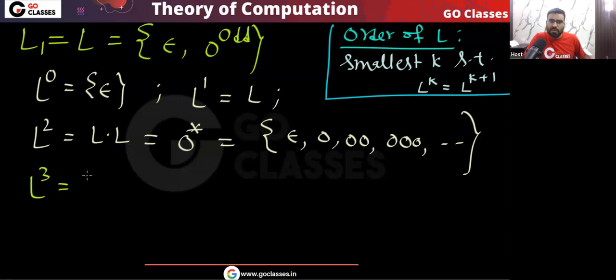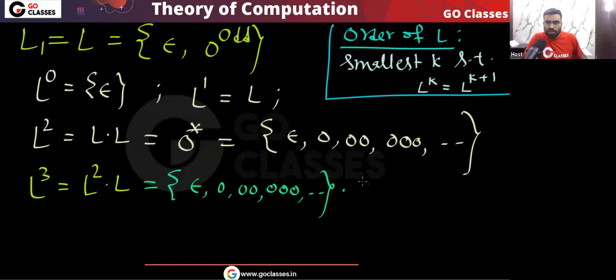L power 3 means what is that? That is L square dot L. Yes or no? L square, that is 0 star. That will be like this: empty string, 0, double 0, triple 0, everything. Okay, dot. What is L? L is 0 power odd.